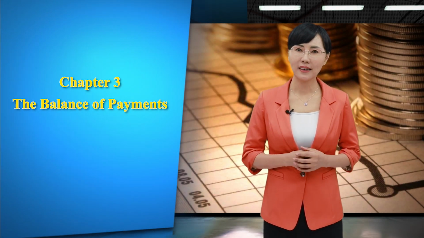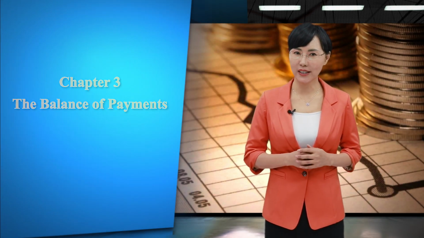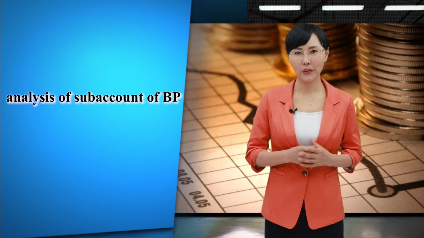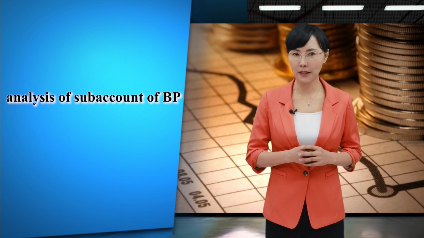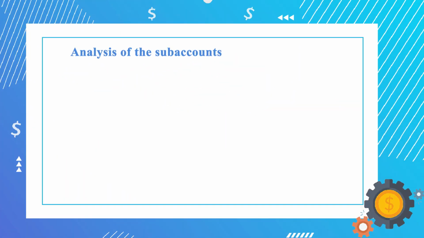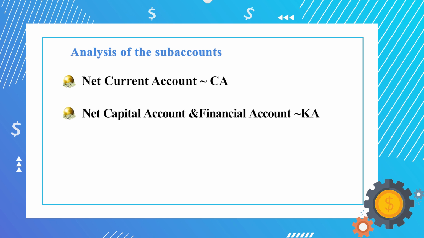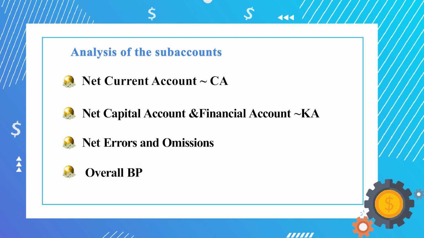Hi everyone, let's continue with Chapter 3. In this video, we'll analyze the relationship among sub-accounts of BP. We are going to analyze the balance of sub-accounts including net current account, net capital and financial account, net errors and omissions account. Then, we'll analyze overall BP.